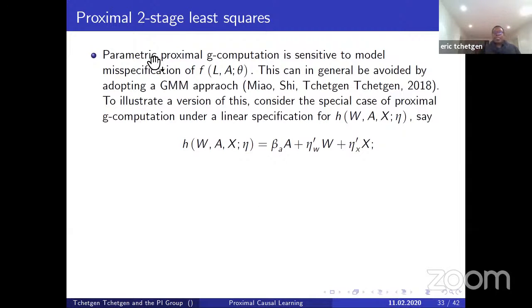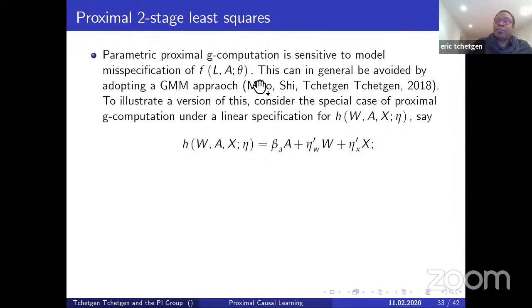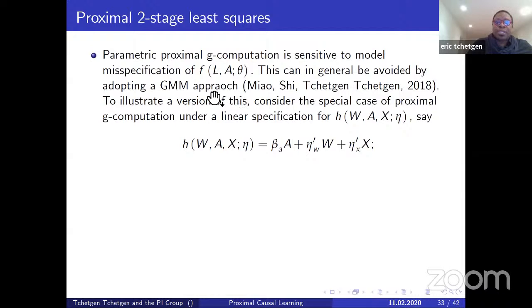There's an interesting subclass of models, which is obviously the linear model. And this is interesting because it saves you from having to model the distribution of L and A. And so this can be avoided altogether by using GMMs. Okay, so I'm not going to discuss this, but I'm going to illustrate a simple case of linear models. I've already showed it. In fact, you just do two-stage least squares. So in the linear model that I presented earlier, it turns out one can show that the solution H is actually just a linear model in A, W, and X.